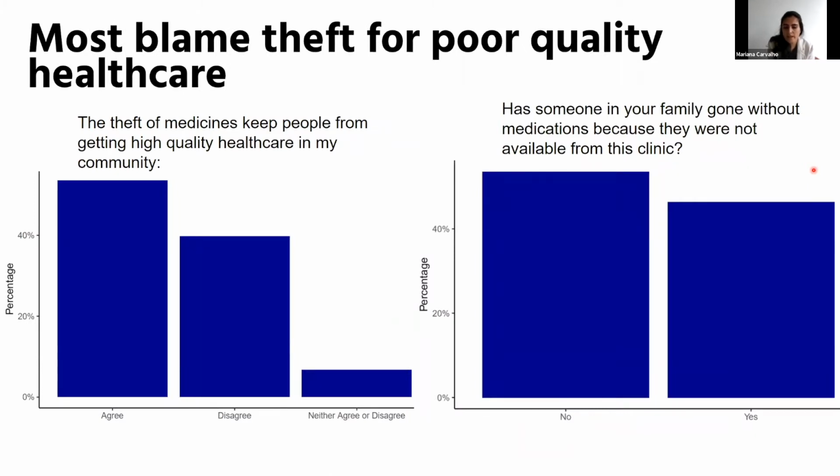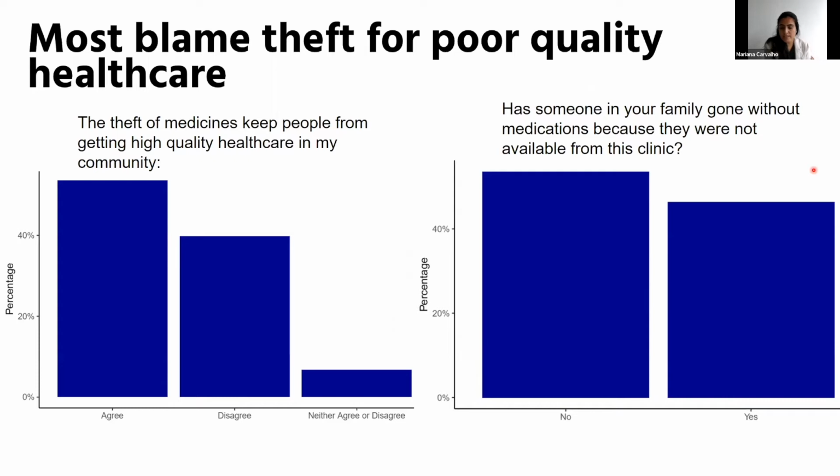The second takeaway is that most citizens blame theft for poor quality healthcare. On the left, we see that 53% of respondents agree that theft of medicines keeps people from getting high quality healthcare in their communities. And on the right, we have that 46% of respondents have been unable to access medications.